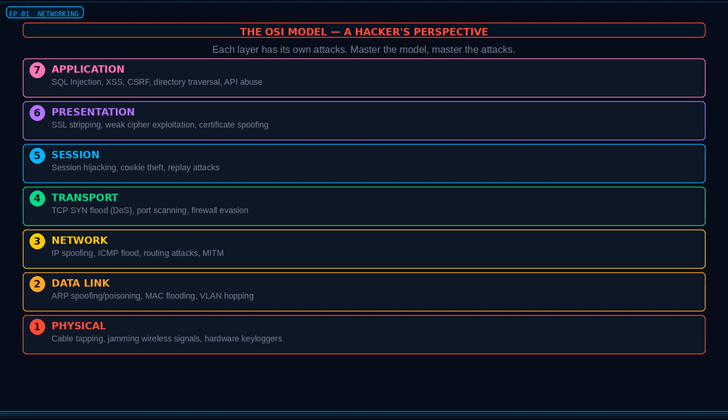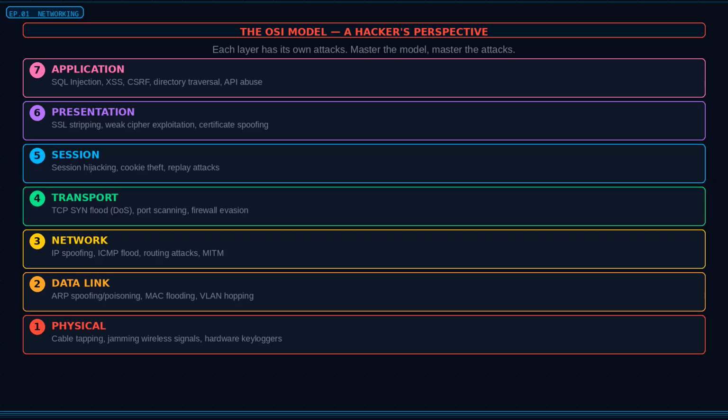Now the most important perspective, the OSI model from a hacker's point of view. Every single layer has its own class of attacks. At layer 7, the application layer, you find SQL injection, cross-site scripting, CSRF, directory traversal, and API abuse. This is where most bug bounty findings live. At layer 6, presentation, you find SSL stripping attacks and weak cipher exploitation. At layer 5, session, you find session hijacking and cookie theft. At layer 4, transport, you find TCP/SYN flood attacks for denial of service and port scanning.